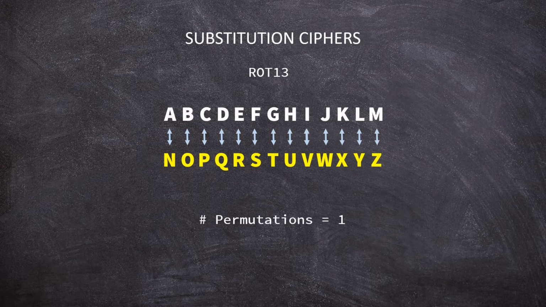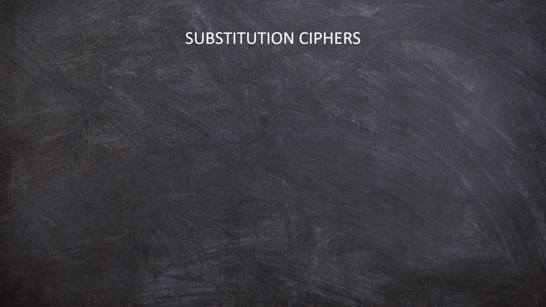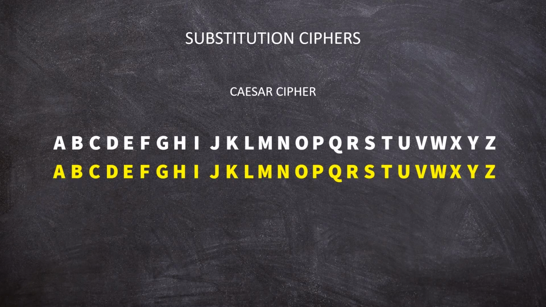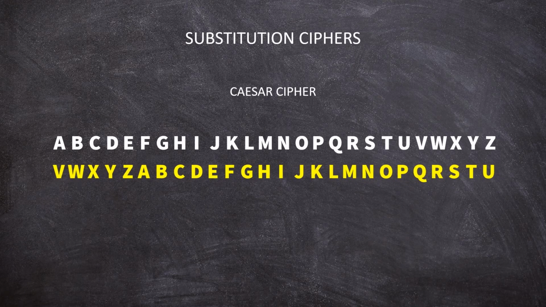Once again, there is only one way of generating this key, which means an attacker only needs to know that this was a ROT13 cipher in order to decode the message. And what about the Caesar cipher? We've already looked at this one, but let's count the number of possibilities required to figure out a proper key. Now assuming we stick with the English alphabet, there are only 25 possible ways of generating a key.